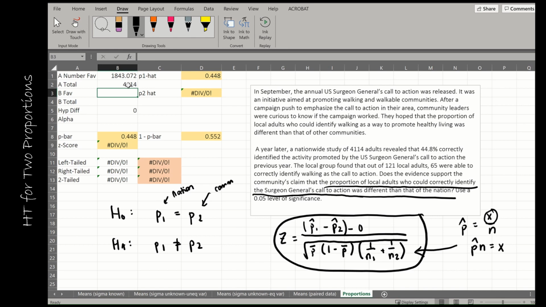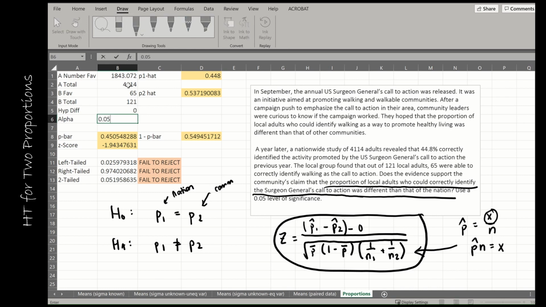And then for the second one, which is the local group, they found that 65 out of 121 were able to correctly identify walking as the call to action. I'm assuming that those numbers will be the same. I'm using an alpha level of 0.05. And then again, what I'm looking at is a two-tailed test. It's two-tailed because I'm just wondering, is the percentage going to be different?